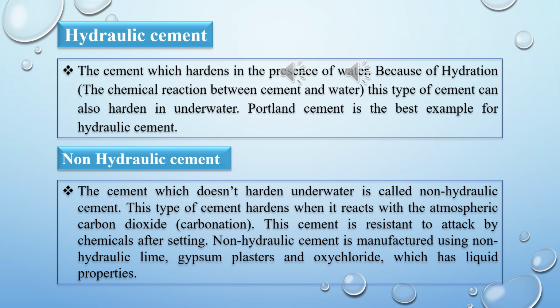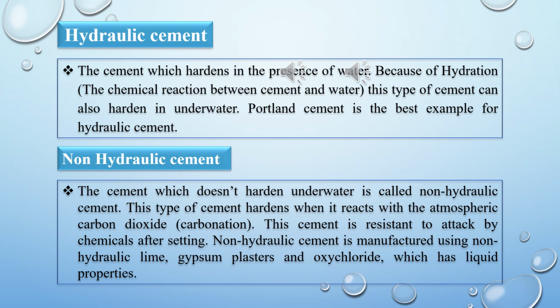So what he said in this definition? He said non-hydraulic cement is that cement which does not harden in the presence of water. This is the definition. Now, how is that cement hardened? Because hardening of cement is necessary. Non-hydraulic cement is hardened when it is reacted with the carbon dioxide, which is known as carbonation. So if anyone asks how non-hydraulic cement is hardened, then you can say that non-hydraulic cement is hardened when it is reacted with the carbon dioxide.